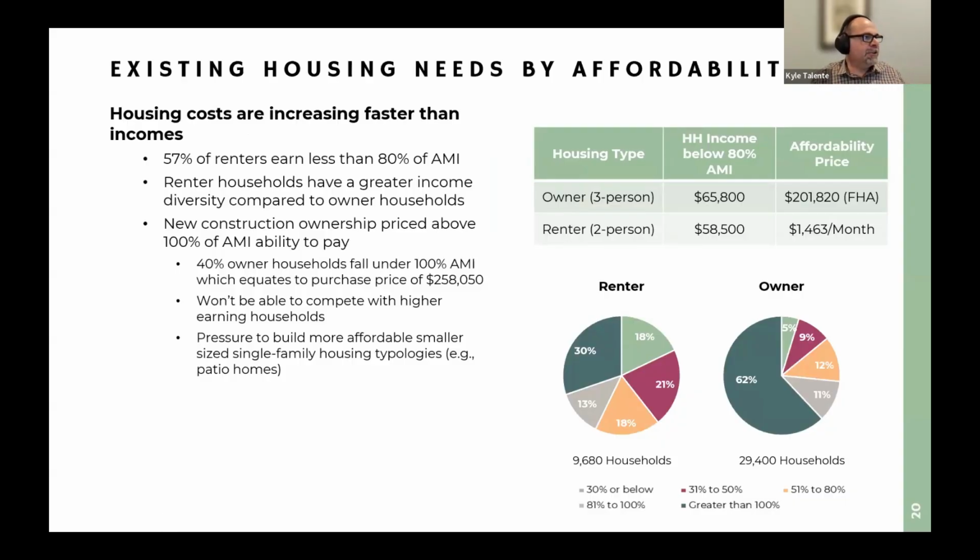This is just to show that housing costs are increasing faster than incomes. We wanted to show you 80% of AMI, which, as you saw, not a majority of jobs in the county can pay. At 80% of AMI, an owner household can pay about $200,000 using an FHA mortgage for a home without being cost burdened. And a renter household can pay about $1,400 a month, which, if you remember, is what the median rent price is projected to be in just 5 years.